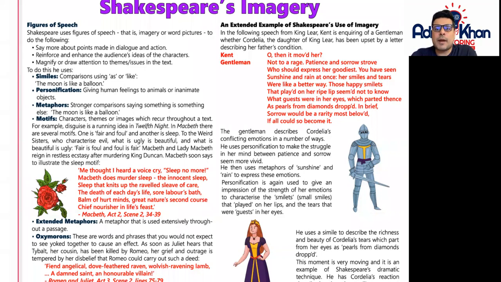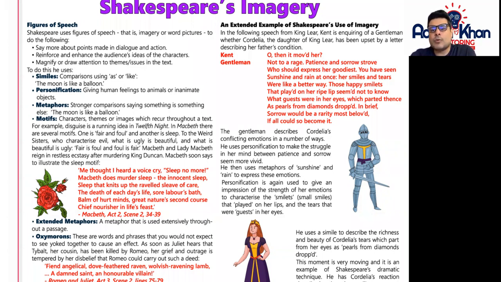Metaphors are stronger comparisons, saying something is something else. So the moon is like a balloon. It's similar in a case of a simile, but you're just using a standard metaphor. Motifs are characters, themes, or images which reoccur throughout the text. For example, disguise is a running idea in Twelfth Night. In Macbeth, there are several motifs. One is fair and foul, another is sleep, for example.